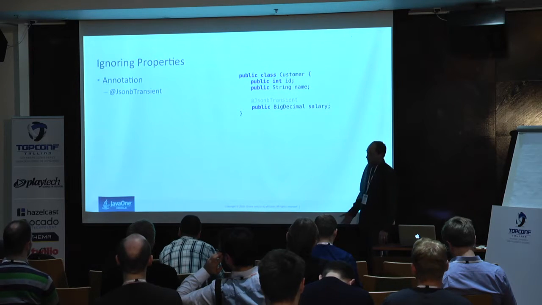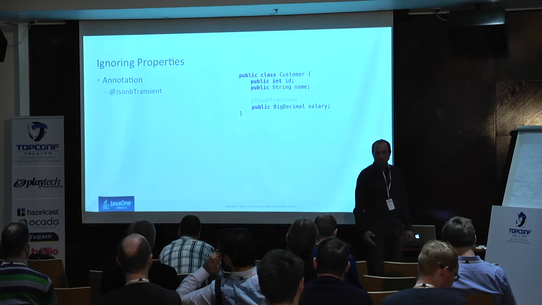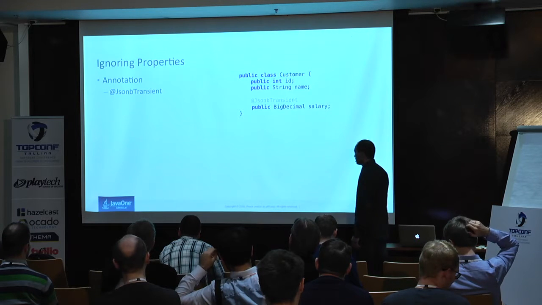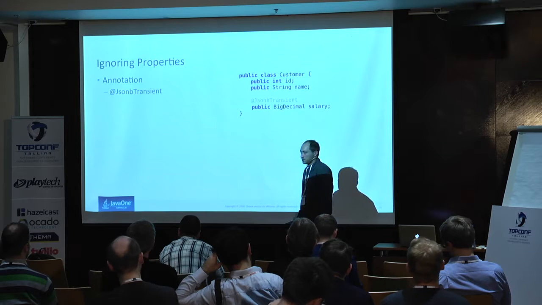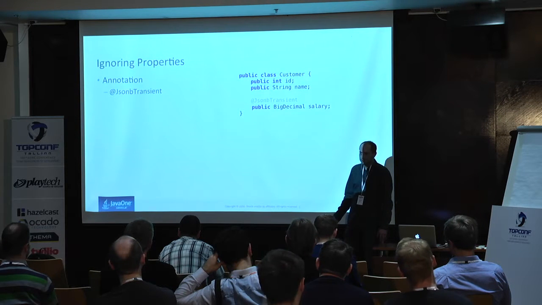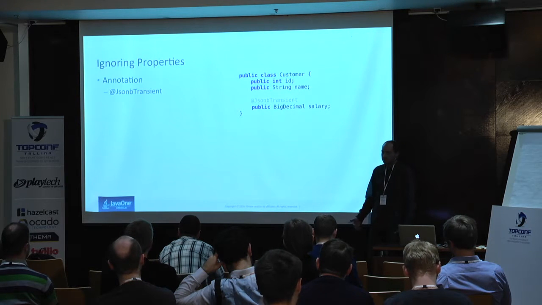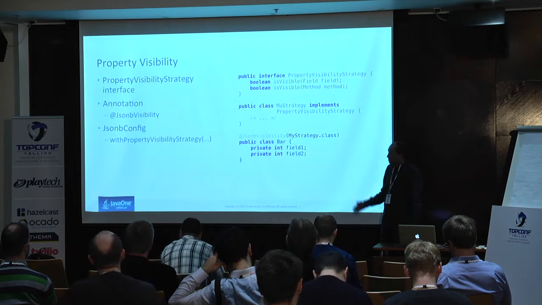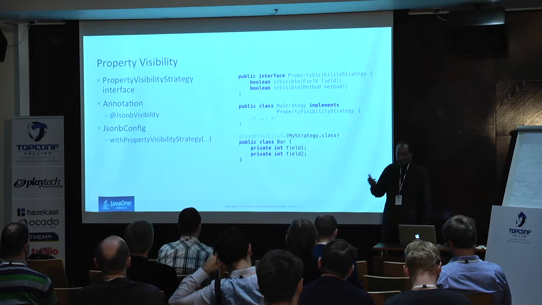Ignoring properties. Sometimes you don't want to expose some properties in a JSON document, and therefore the JsonbTransient annotation was added. It is, again, very similar to the transient annotation you may know from JPA, or XmlTransient known from JAX-B. Maybe this could be somehow improved, like defined in one place.